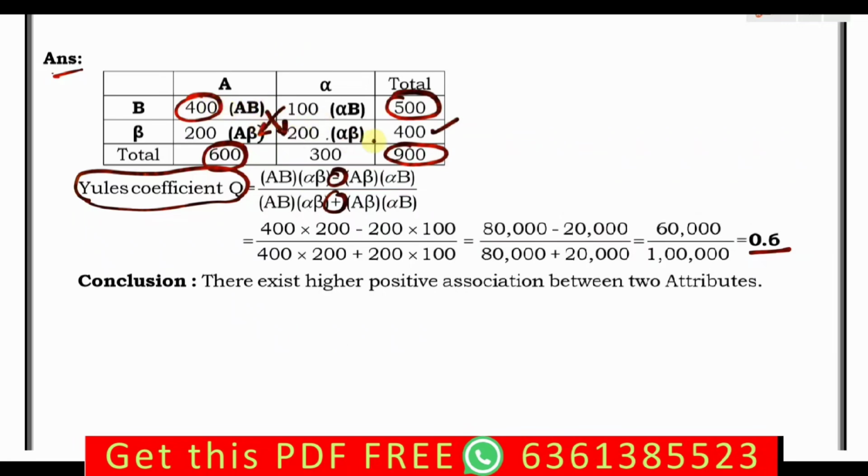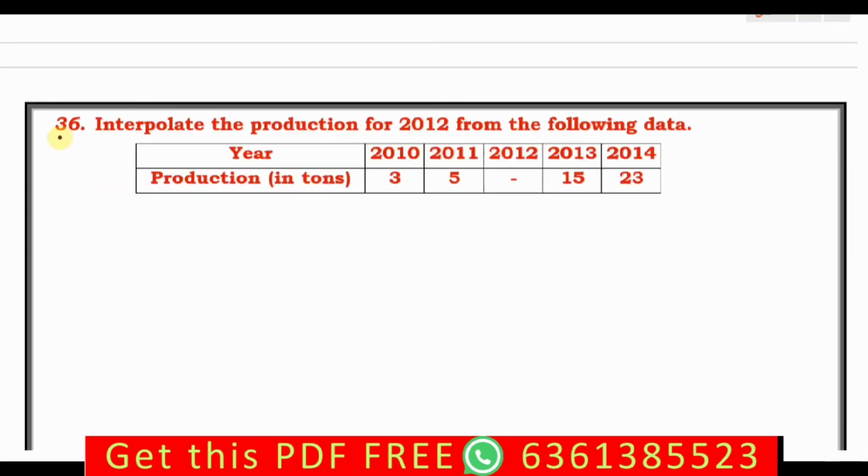This 9-square table will be allotted 1 mark, the formula of Yule's coefficient 1 mark, substitution and calculation together 1 mark, the correct answer 0.6 1 more mark, and conclusion writing 1 more mark. Like this, those 5 marks may be distributed. Conclusion writing is very much essential here. Certainly 1 mark will be allotted for that. Remember, students.